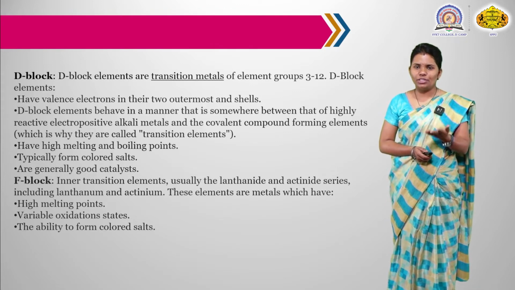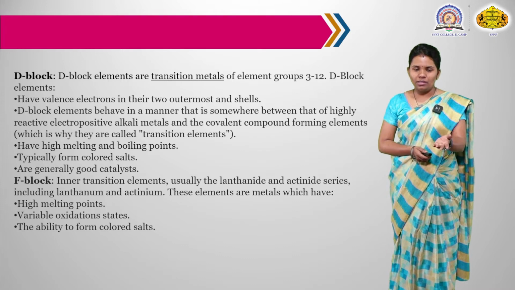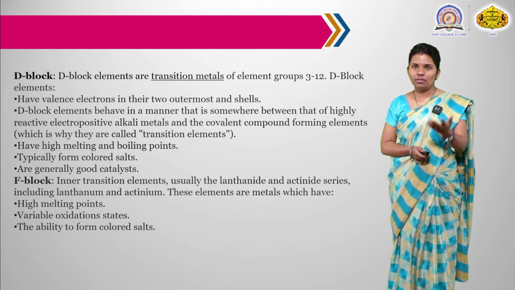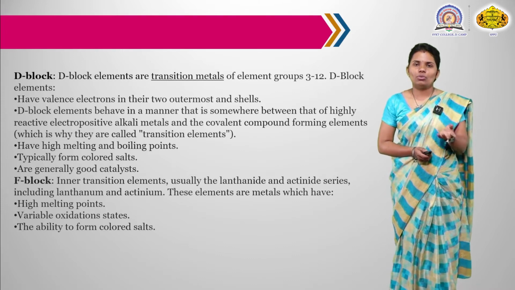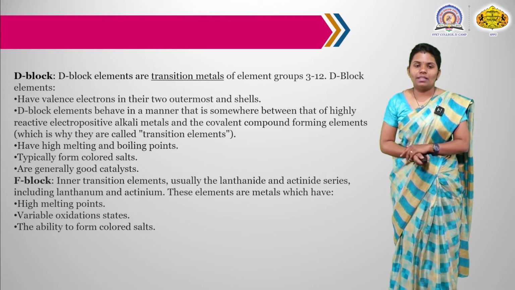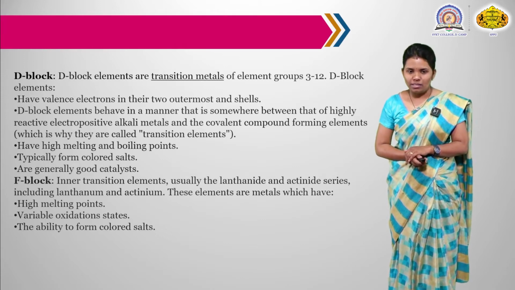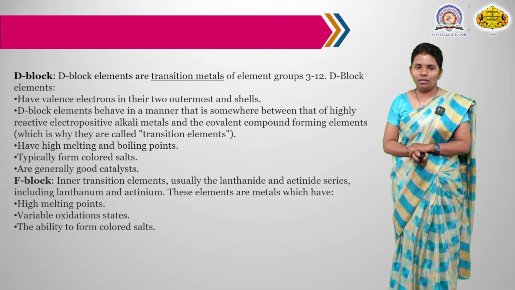As they show d-d transitions, like in manganese, KMnO4, and K2Cr2O7, in which you use chromium, they show colored compounds. They generally act as good catalysts. So, this is all about the D block elements.